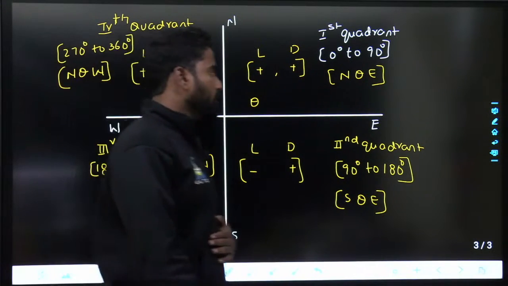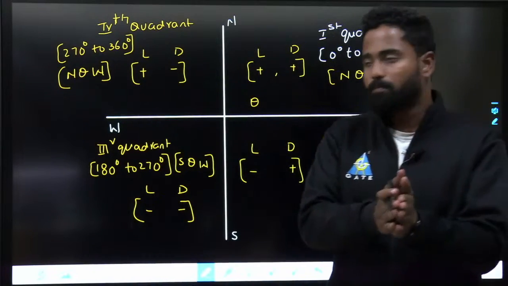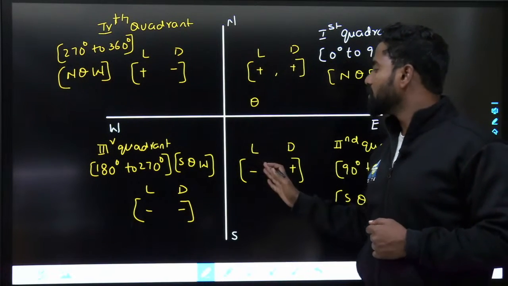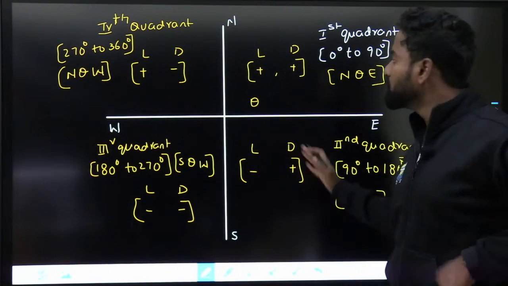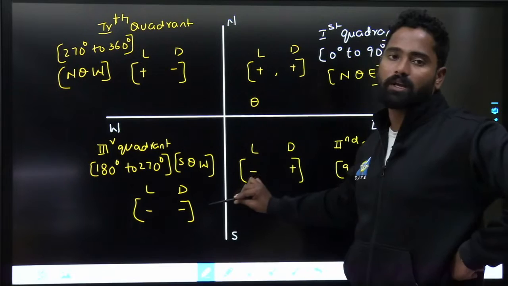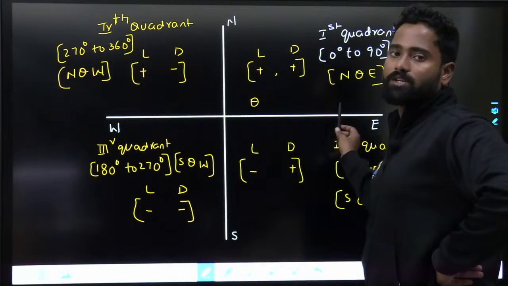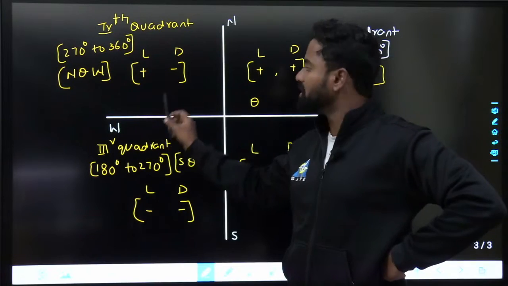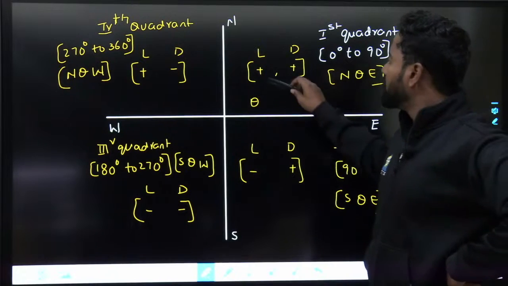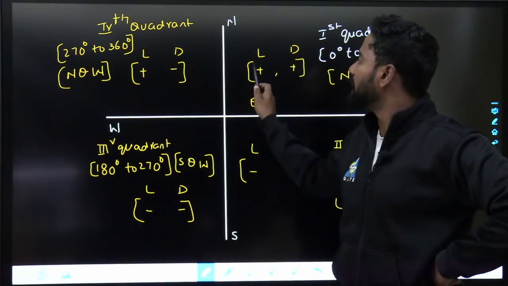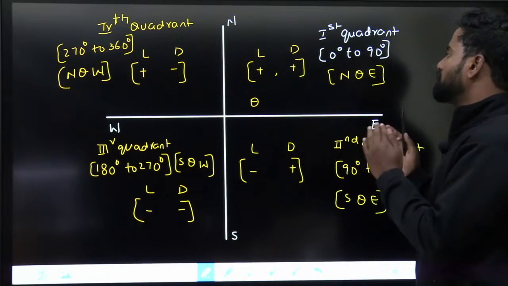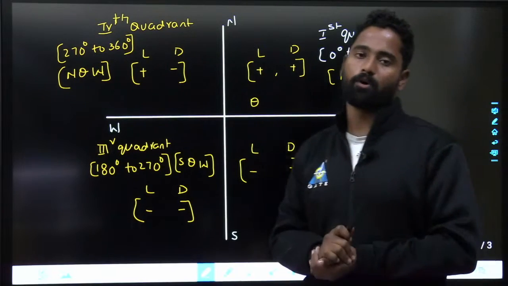So in these quadrants signs are very much important. Here in the first quadrant, both are positive. Second quadrant, latitude is negative, departure is positive. Indirectly, if latitude is in the north it is positive, if it is in the south it is negative. Departure, if it is in the east it is positive, if it is to the west it is negative. Above this, latitude is positive, below this latitude is negative. So always remember sign conventions are very much important.